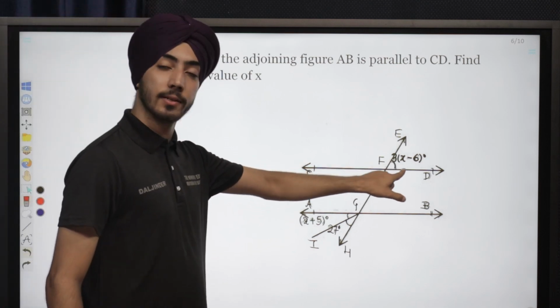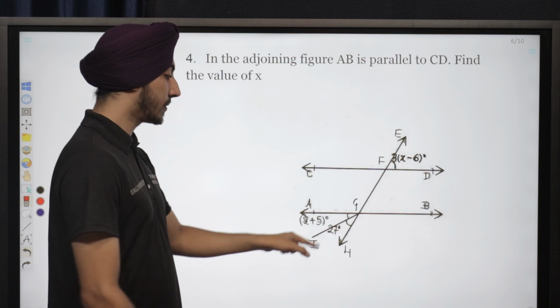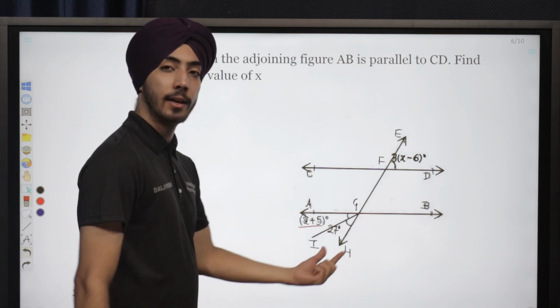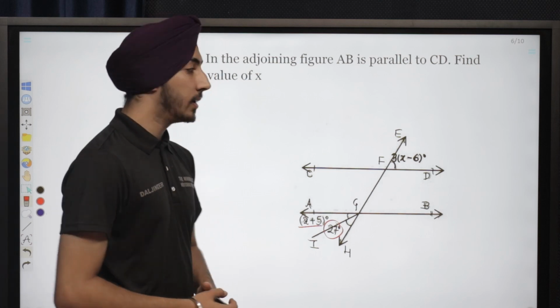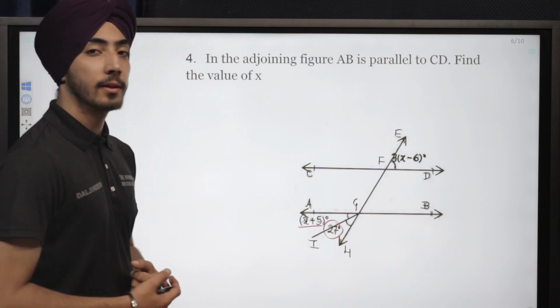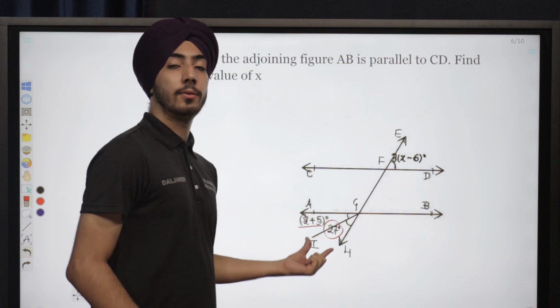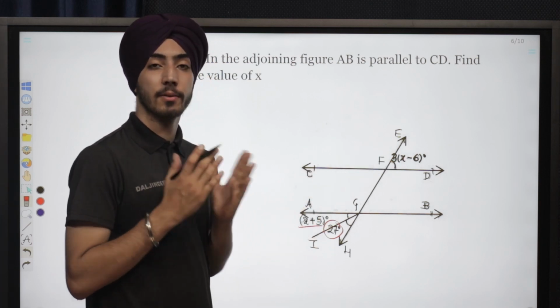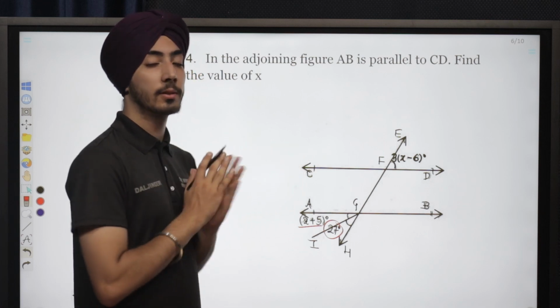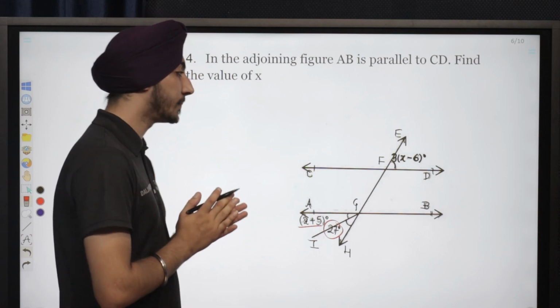So this angle is given as 3 times x minus 6. This particular angle is given as x plus 5. And this small angle here is given as 27 degrees. Okay. We need to find out the value of x, so that obviously means that somehow or some way or the other we have to equate these values. We have to bring them into an equation and we get the value of our x.